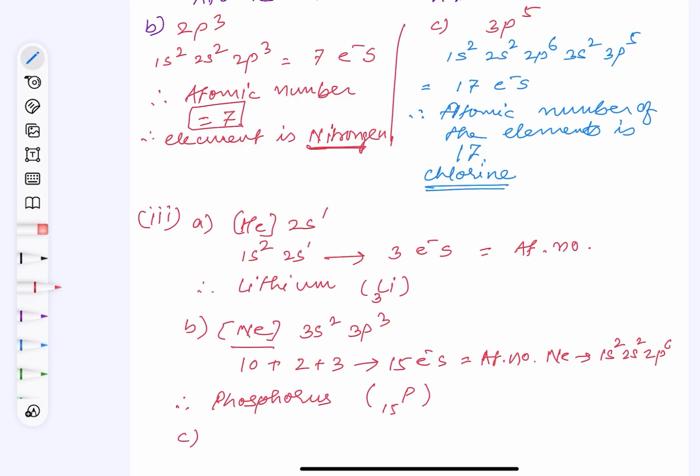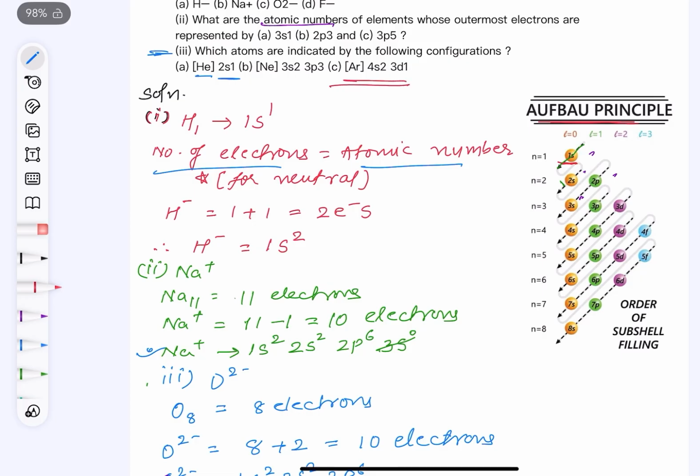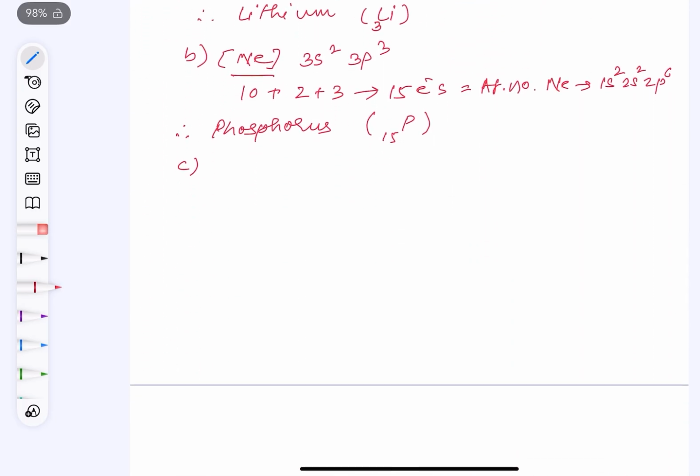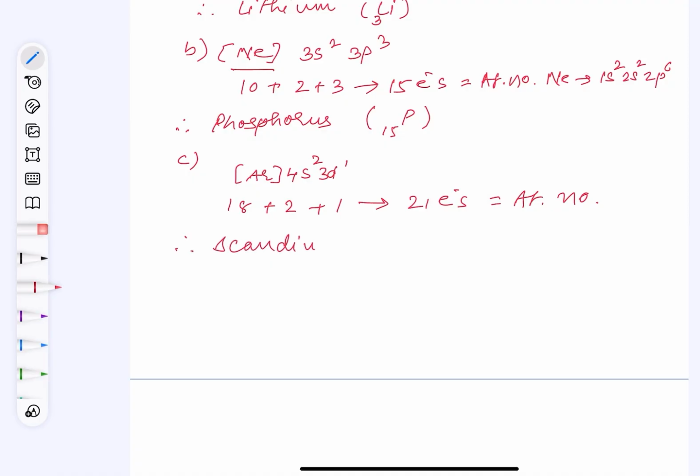Right, now the last one which you are having is 4s2 3d1 with argon. Now argon again is having a stable configuration with 18 electrons, plus 2 are filled in 4s and 1 is filled in d. So you will see that the total number of electrons you are having is 21 electrons. So atomic number 21 will be there, that corresponds to scandium. So the element which you have with atomic number 21 is scandium, represented as Sc.